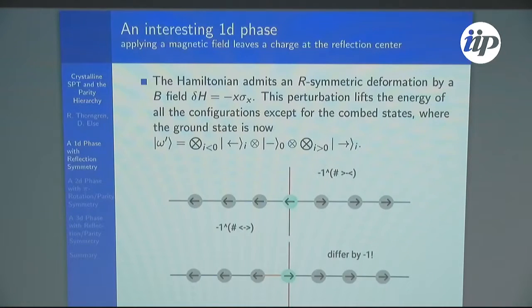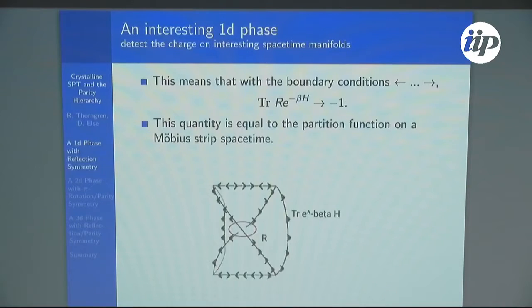So we have a charge bound to the reflection center. That's the interesting point. You can detect this charge by computing a trace. So this operator, e to the minus beta h, when you take beta to infinity, projects onto the ground states. And then we insert this r, so we're just computing the eigenvalue of the ground state, and we said that this is -1.